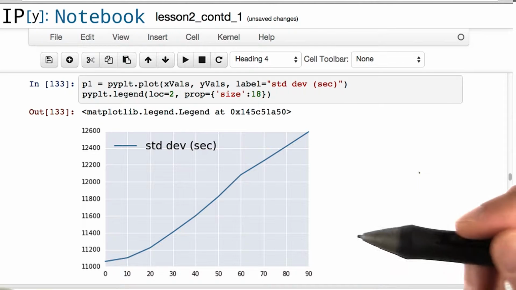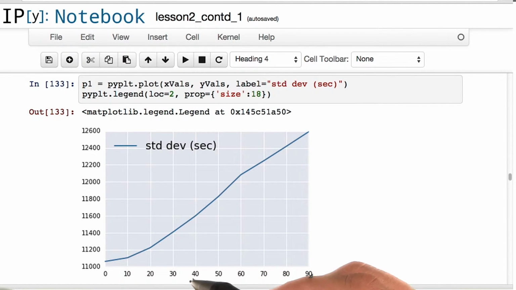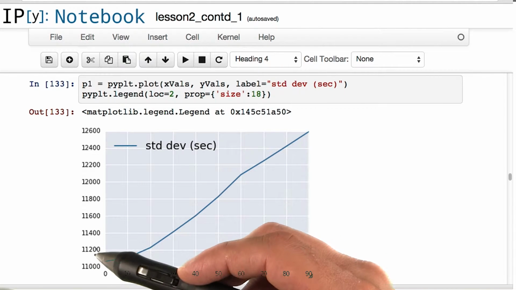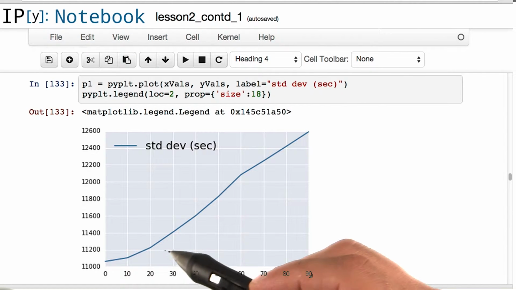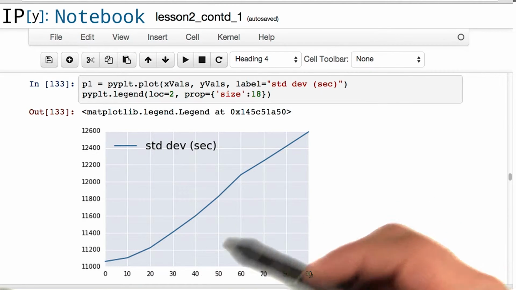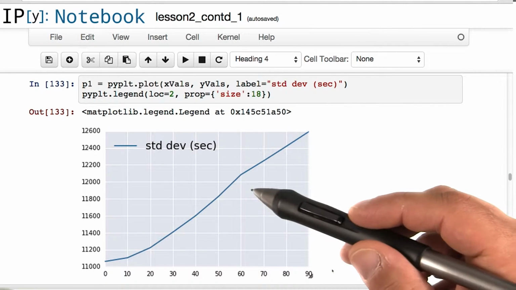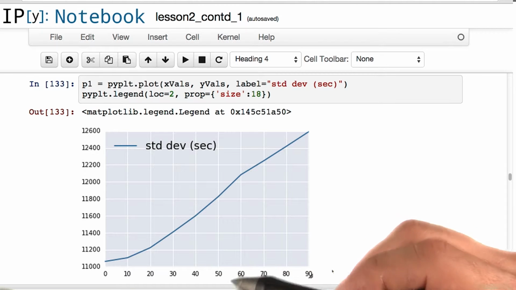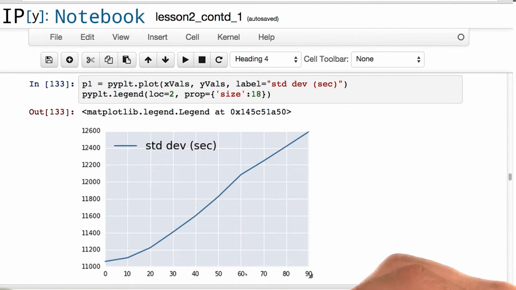In fact, let's look at a graph of the standard deviation. Again, the x-axis here is the number of seconds that has elapsed since the last tweet. So 0 seconds, 10 seconds, 20, and so on. The y-axis describes the number of seconds until the next tweet occurs. And this graph describes the standard deviation in that quantity. So as you can see, the spread of the times that we have to wait until the next tweet occurs increases as the time elapses since the last tweet.